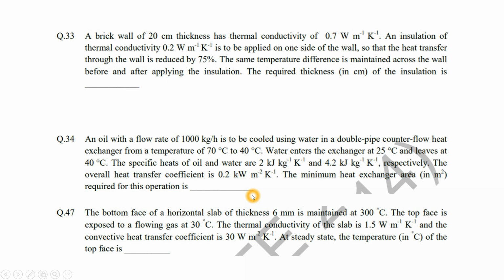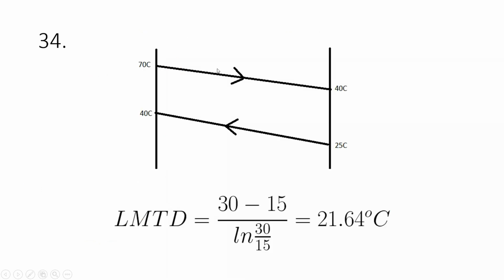So let's start with the solution. This is the temperature profile, right? Hot fluid temperature decreases from 70 to 40 and cold fluid temperature increases from 25 to 40, and it is given as a counter current flow. So LMTD is equal to 30 minus 15. How? You can see the temperature difference at one end is 70 minus 40, which is 30, and at the other end 40 minus 25, which is 15. So 30 minus 15 upon ln 30 by 15. After solving we will get 21.64 degrees centigrade.